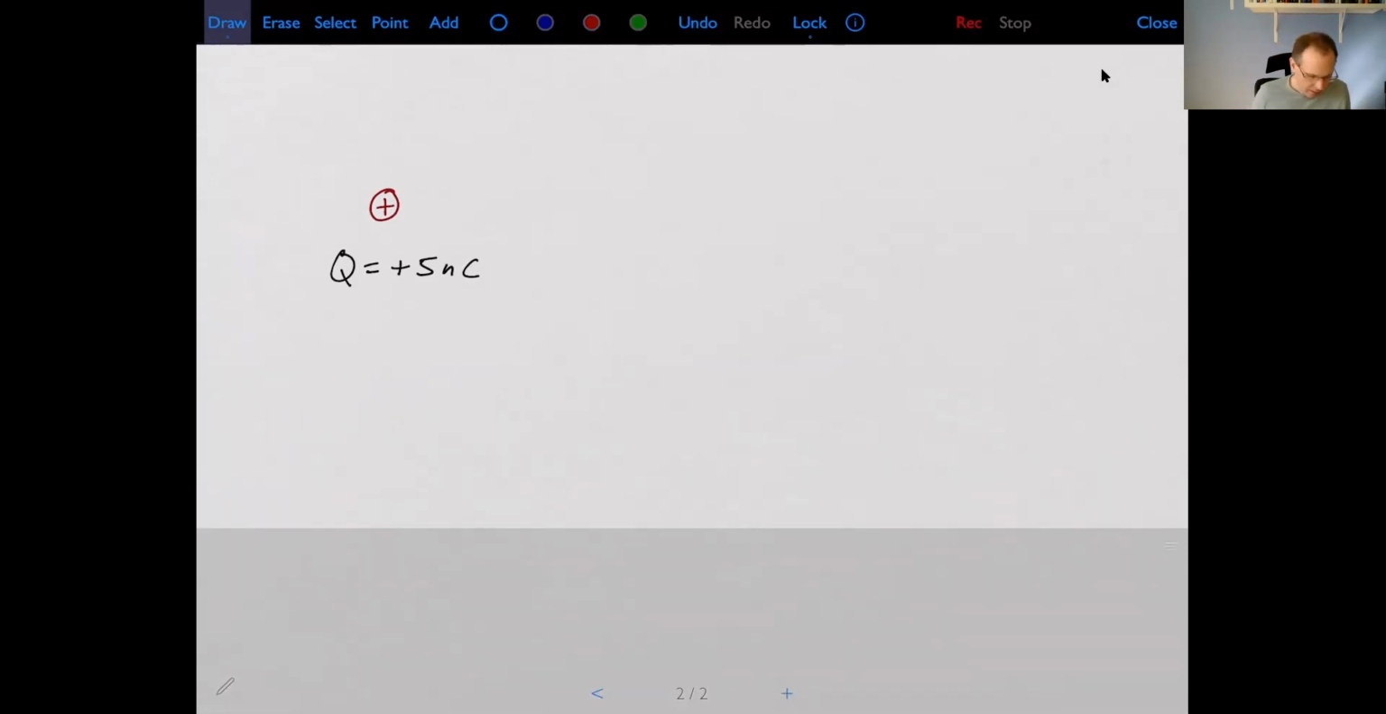5 nanocoulombs. And I want to calculate the electric field at some location, let's say right here. And let's say that this distance from the charge to the location where I want to calculate the electric field is 4 meters. So in this case, that means R is 4 meters.